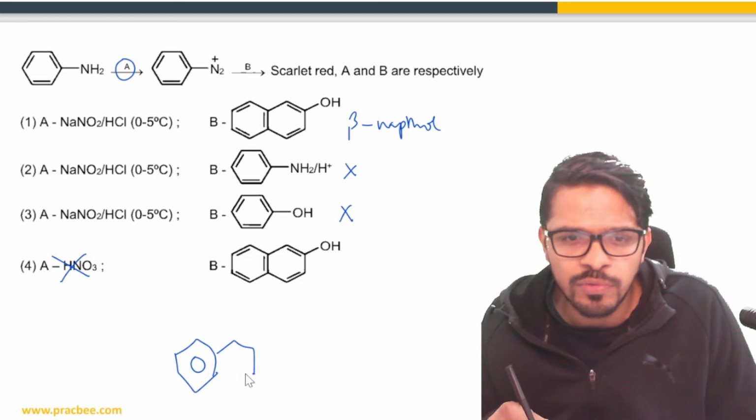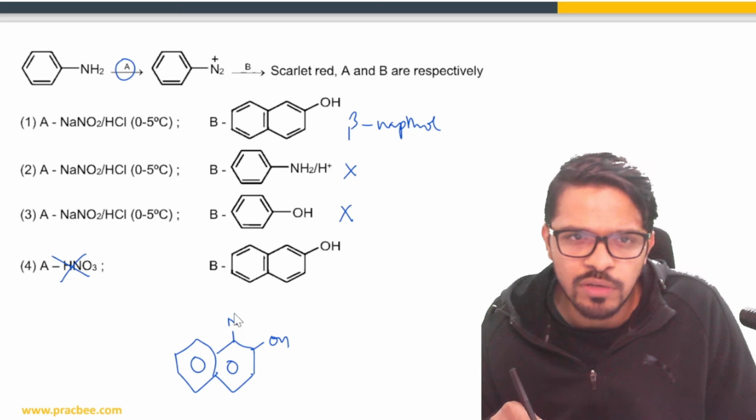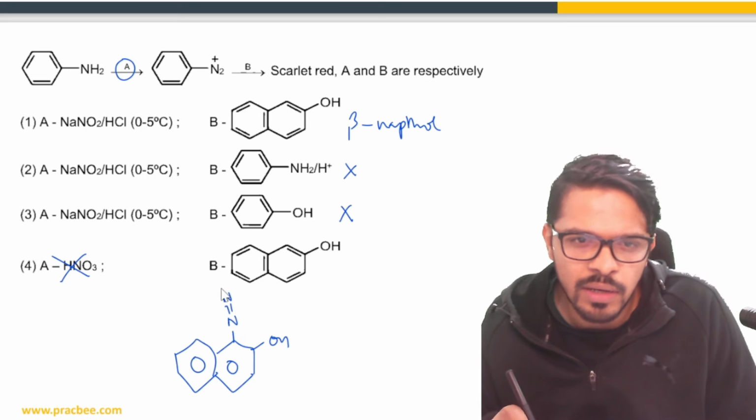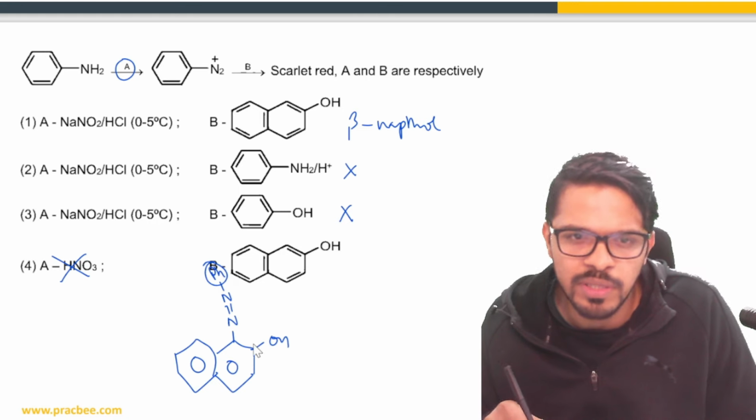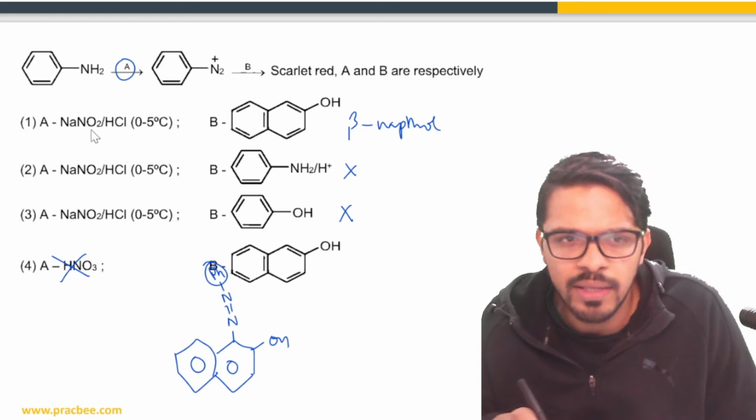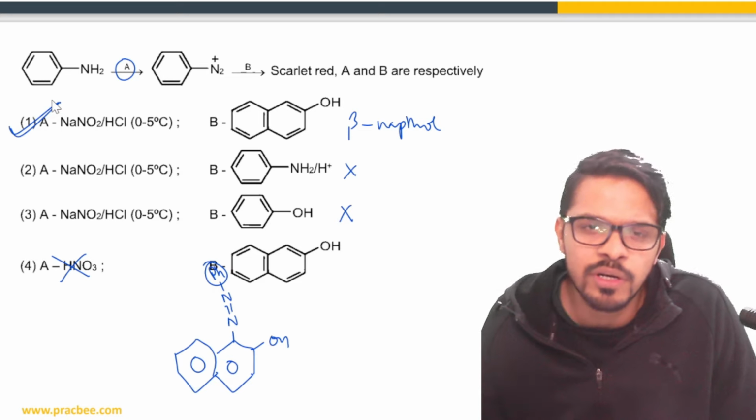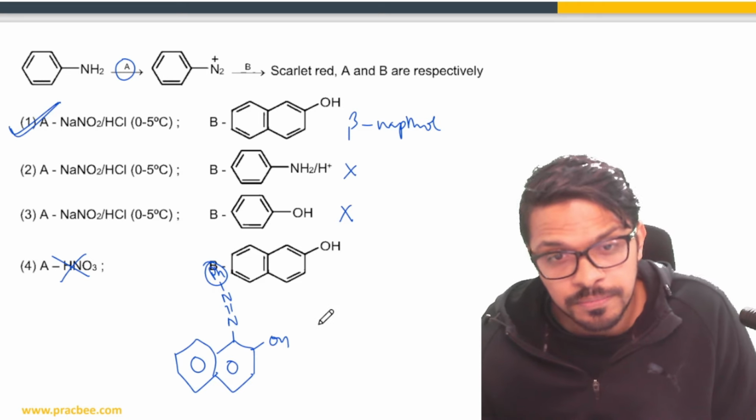So what happens? We have beta-naphthol and at this position we will have N double bond N and we'll have a Ph or a benzene ring. This is scarlet red dye. So scarlet red dye is produced with the help of beta-naphthol.